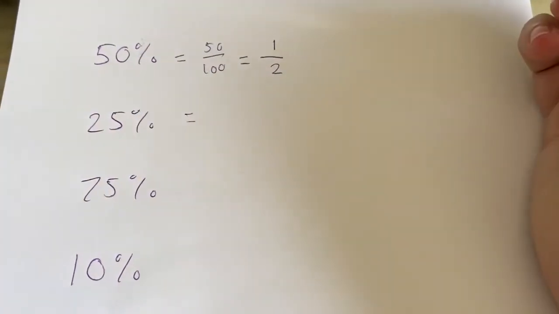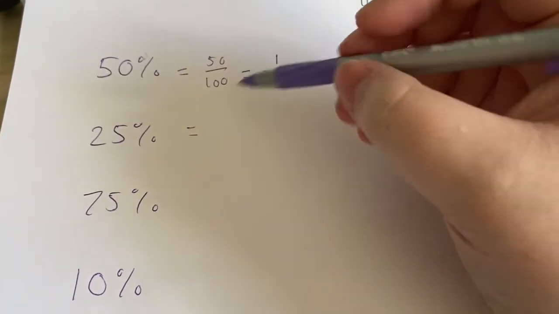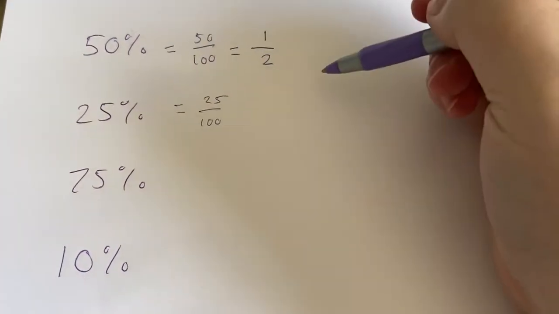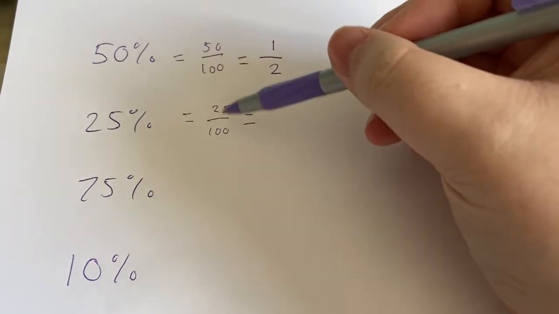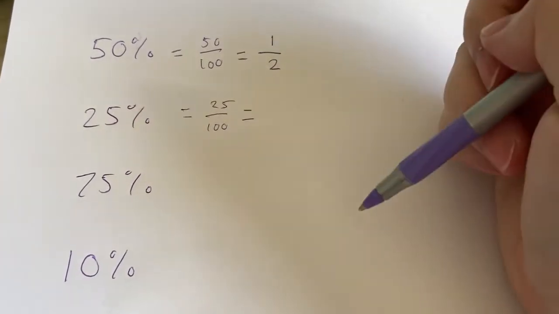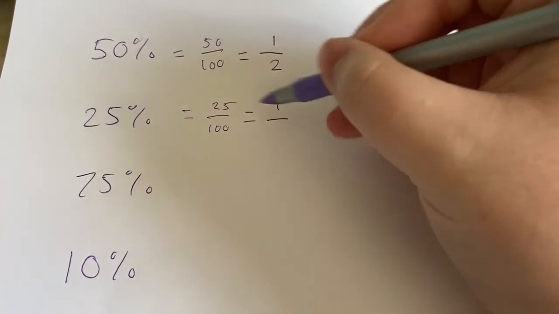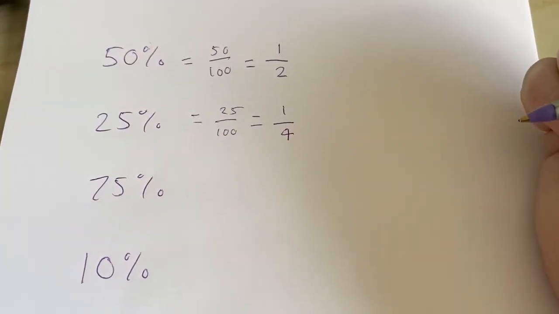25% is a quarter. It's half of 50%. I'm going to show you using this strategy here. So we've got 25 out of 100. I can simplify that fraction, find an equivalent fraction, by dividing top and bottom by the same thing. So I can divide both the numerator and the denominator by 25. 25 divided by 25 is 1. 100 divided by 25 is 4. Therefore proving 25% is a quarter.